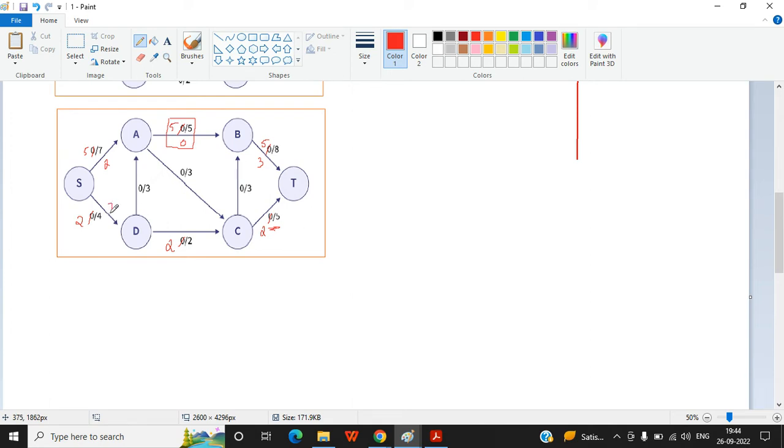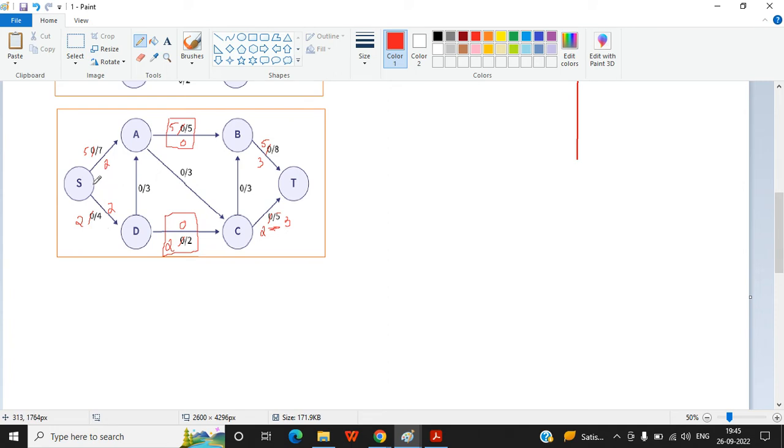So what will be the residual capacity of this node? That will be 2. This will be 0, and this will be 3. When it is 0, you block this path. We block this edge. And 5 minus 2 is 3. Fine.